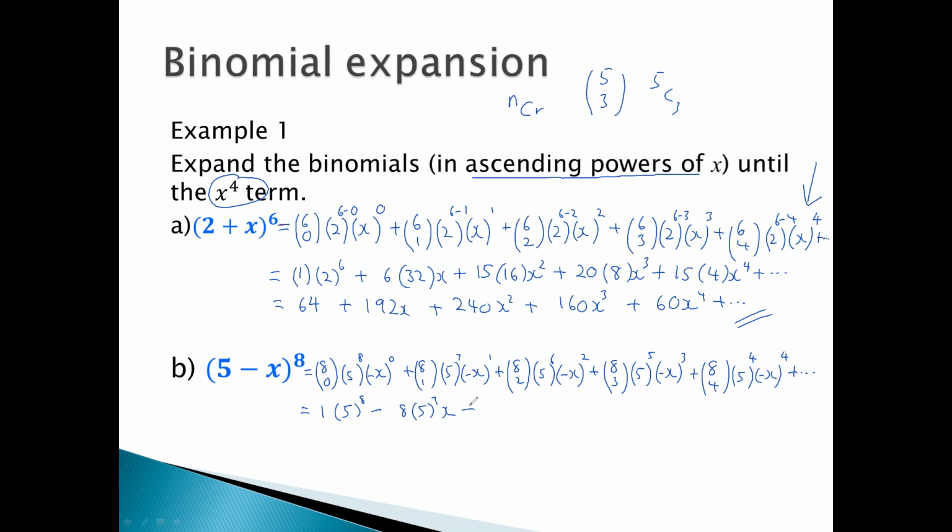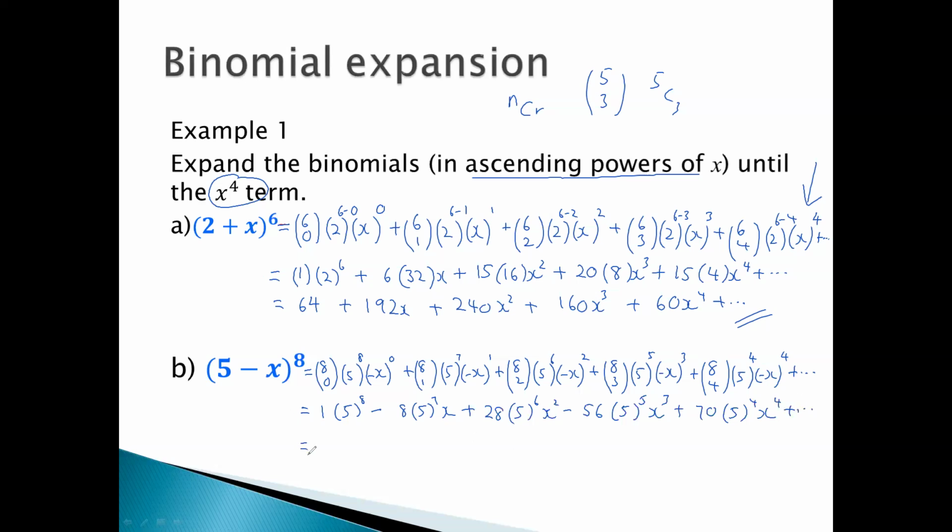So let's continue doing. 8 choose 2, it's 28 times 5 to the power 6, x squared, positive, right? And then now I know this will be negative already because of this negative x to the power 3. So 8 choose 3, 56, 5 to the power 5, x cubed, and then this will be positive. 8 choose 4, 70, 5 to the power 4, x to the power 4, plus dot dot dot.